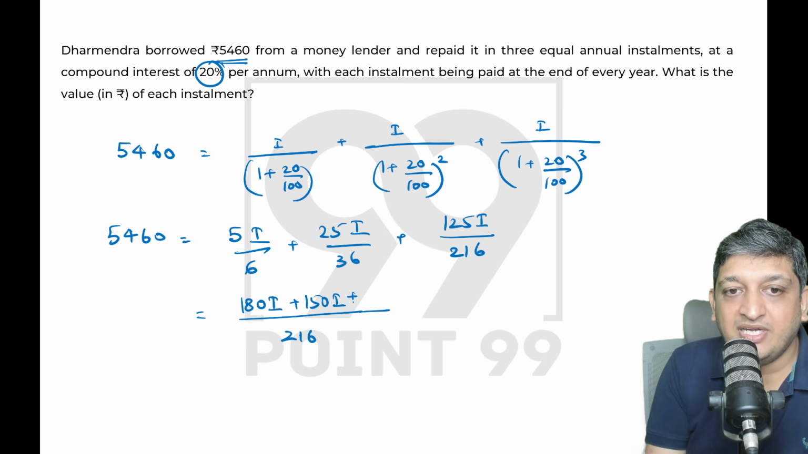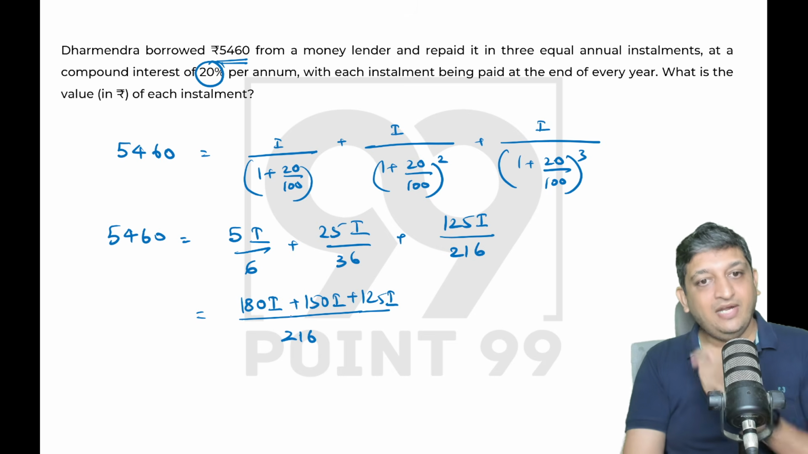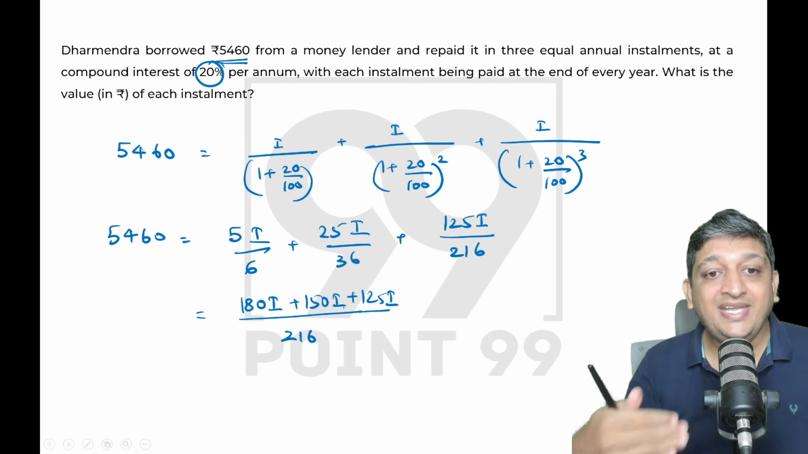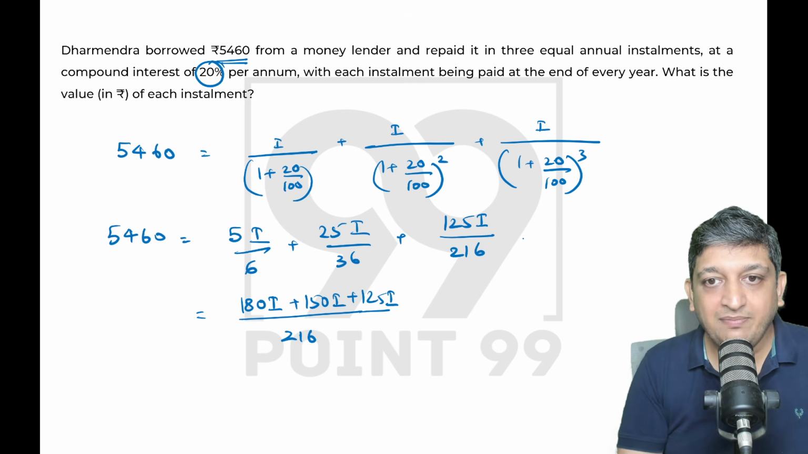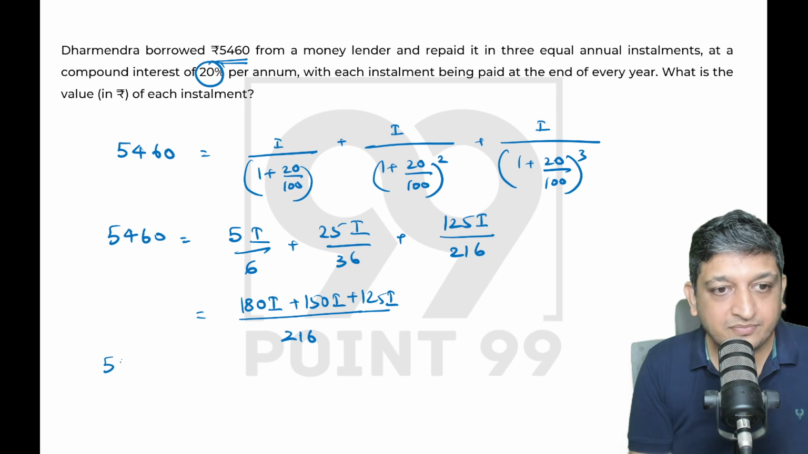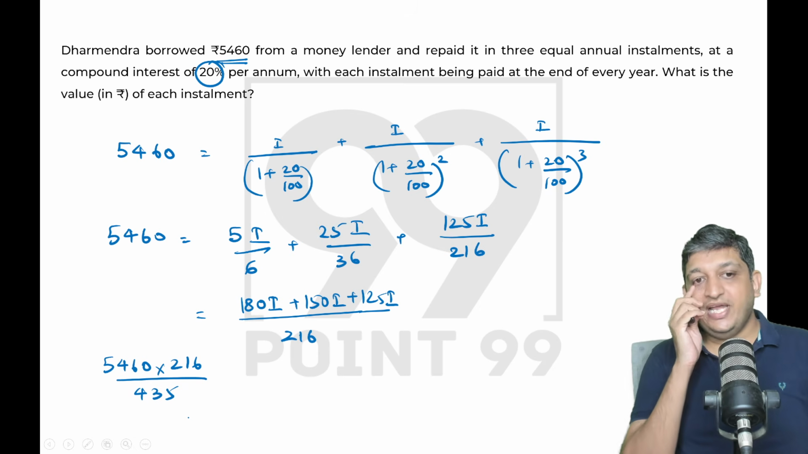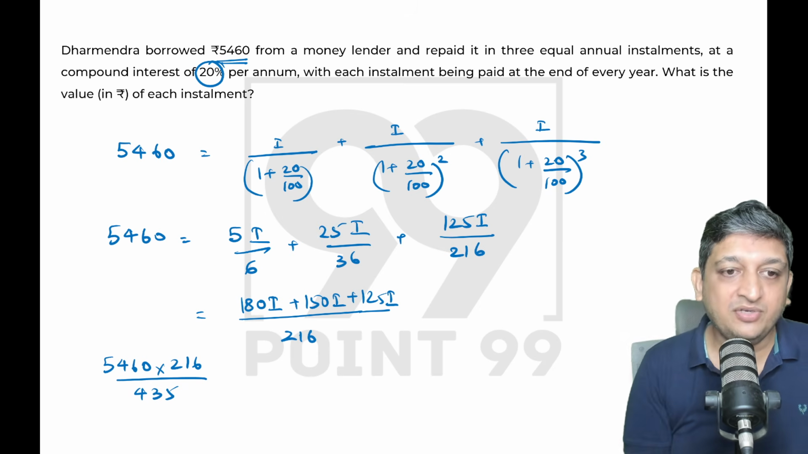And 125 will remain as it is because the denominator is already 216. So I am going to get 180 plus 150, that is 330. Plus 125, 430, 455 is what I'm going to get. So I'll basically say that this is going to be 5460 into 216 upon 435, right? So you can use basic calculation and you can figure it out.